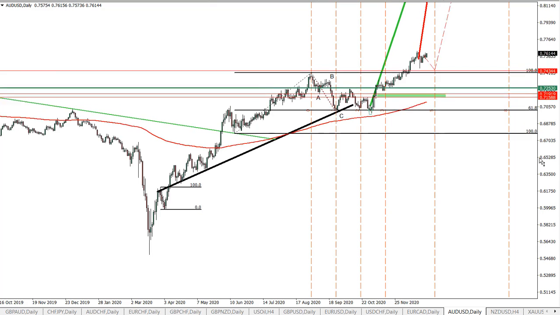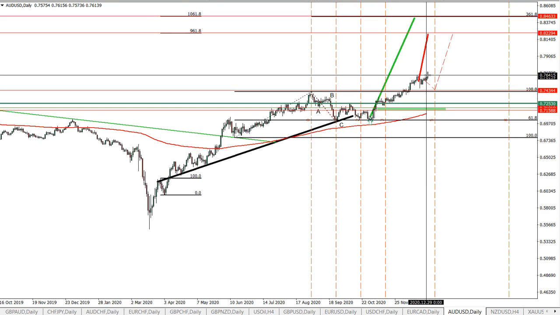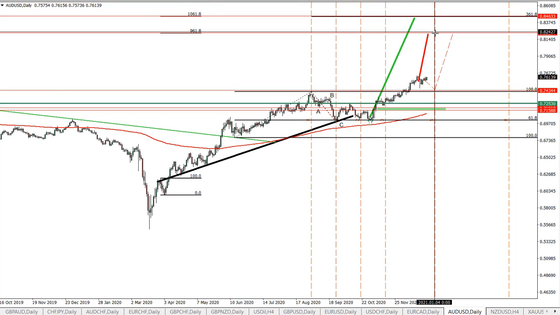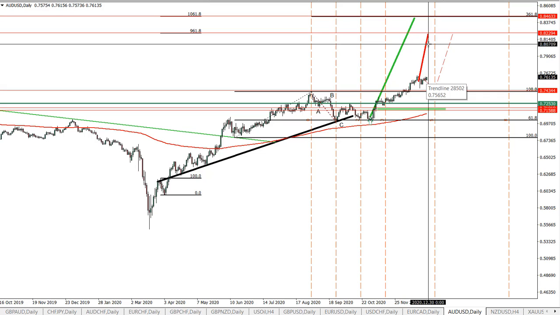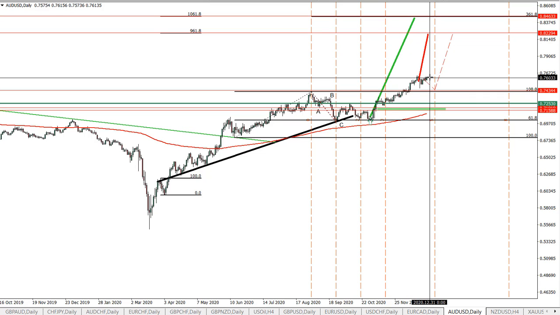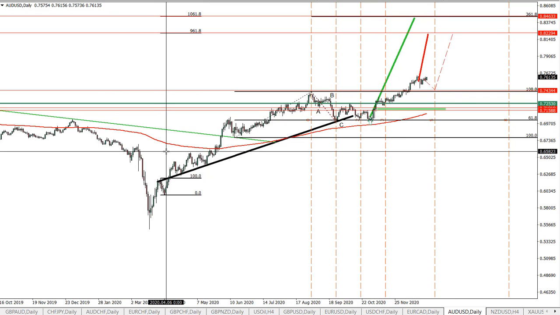The Australian dollar also continues to move up. Maybe this will be the rally up until the end of the month. So throughout this week there could be these strong bullish candles. Nonetheless, maybe it also will consolidate, but long-term trend is definitely bullish.